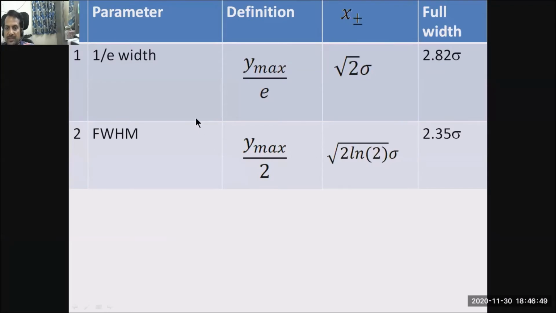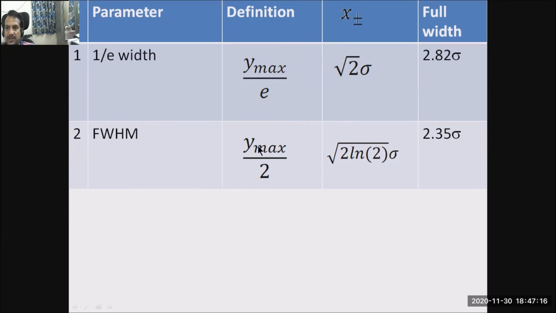So to summarize, we have seen the Gaussian function. Particularly the width is important, the 1 by e width. The definition is at what value of x the function value becomes 1 by e of the maximum value. So it happens at root 2 sigma, that is root 2 of c, the parameter c which we have used. c and sigma are the same. And the full width with respect to this will be about 2.82 sigma.